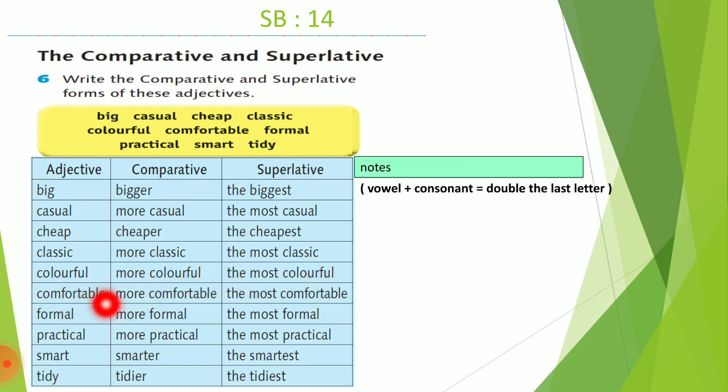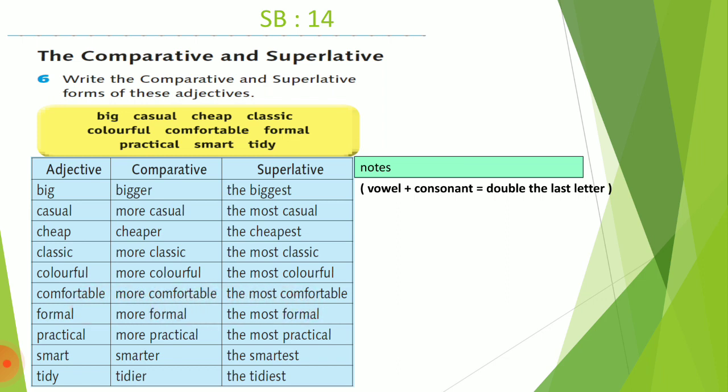We have comfortable, which is also a long adjective, so we used more and the most. We have formal. Formal has two syllables and we used it as a long adjective, so we added more formal, the most formal.